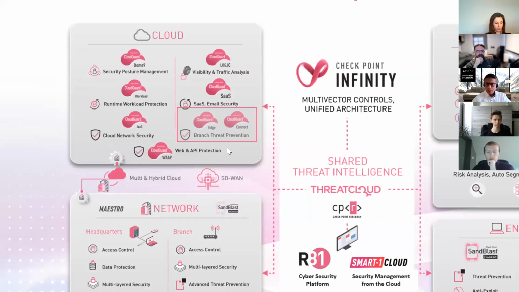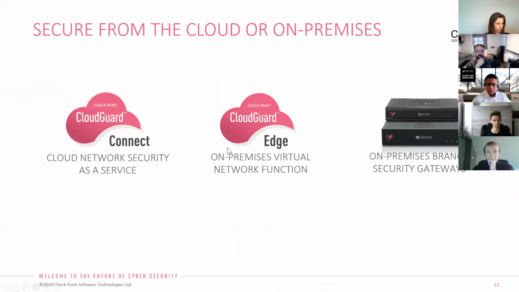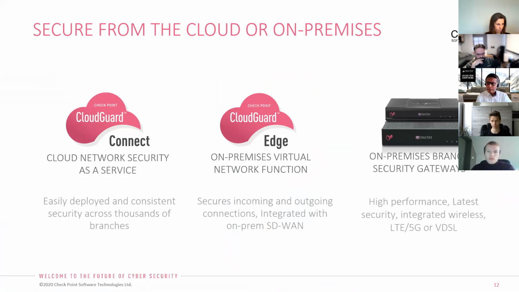So what we do have to secure the branch offices, whether on the cloud or on the premises, is first our CloudGuard Connect, which is in fact a cloud-based network security service, which enables a remote user or remote branch office to securely connect to the cloud using the services that we provide through CloudGuard Connect. The second one is CloudGuard Edge, which is the one I will cover here.